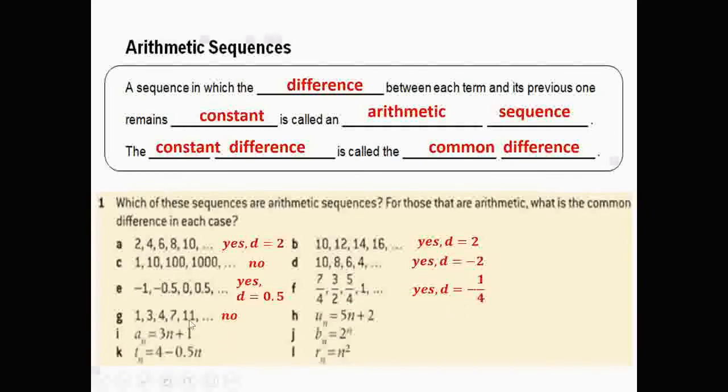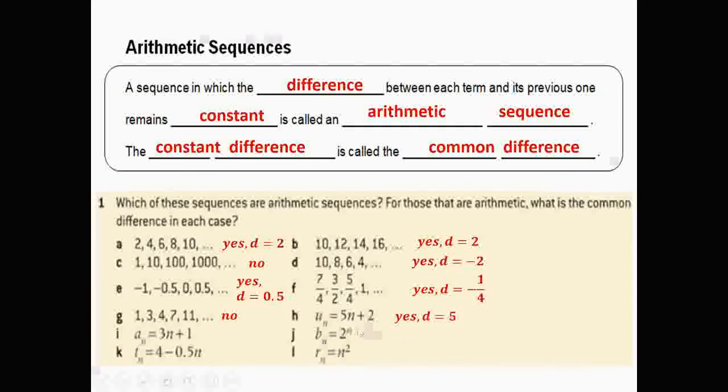No, it is not going up by the same amount. How about this one here? Now, all of a sudden, you don't see the terms, but you see a rule. So you're looking at this rule and you're saying, would that rule produce a sequence that's arithmetic? You could check it out by putting 1 in there, and then 2 in there, and then 3 in there, and seeing what values you get. Because once you put 1, 2, 3 in there, you're putting term 1, term 2, term 3, and you're figuring out the values.